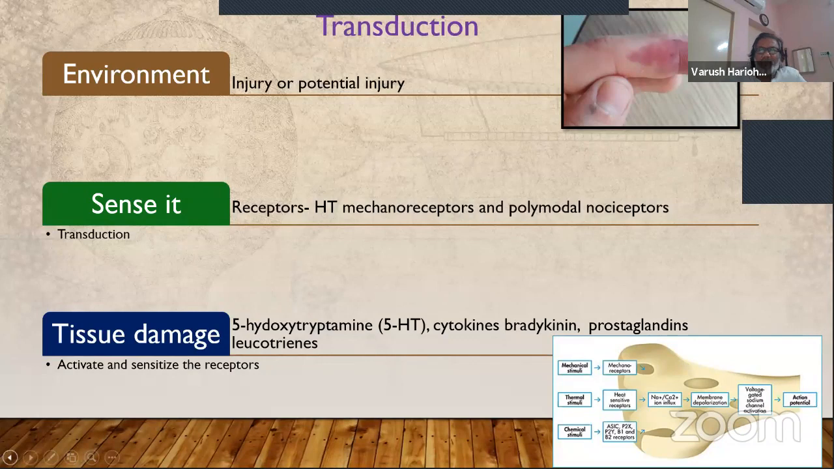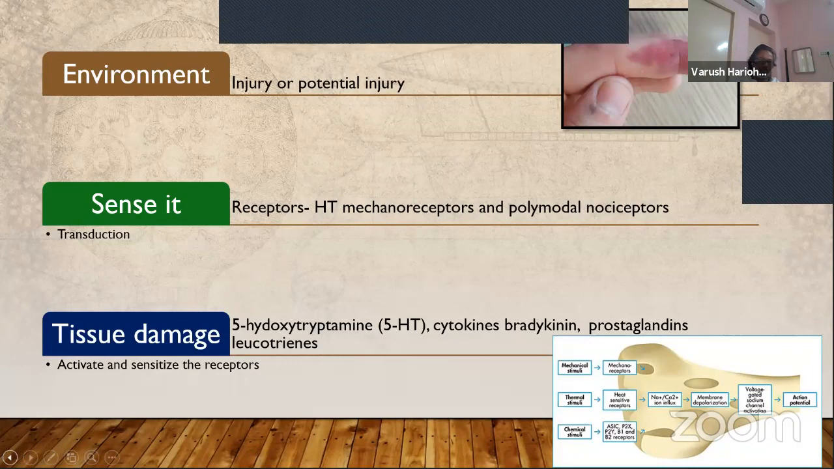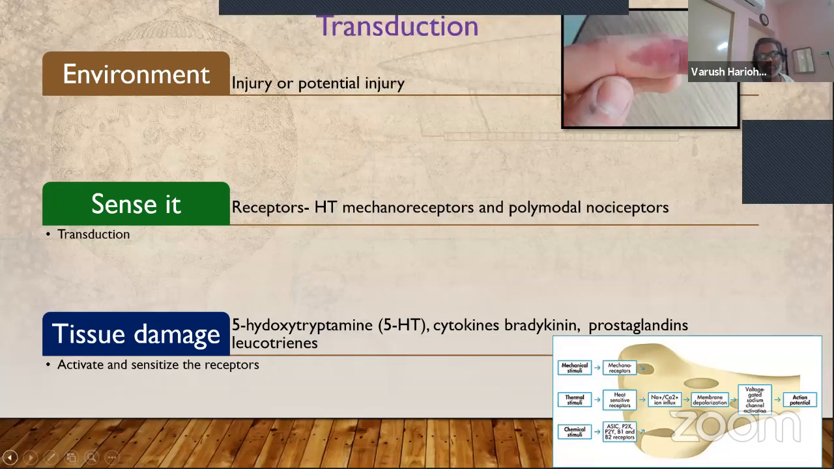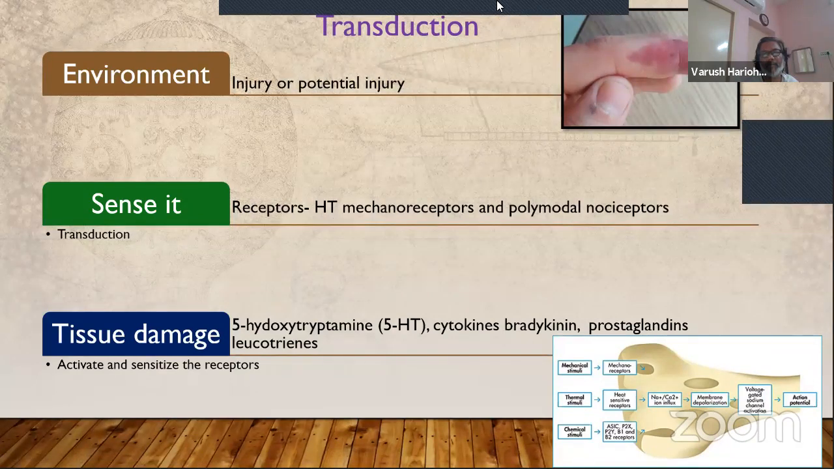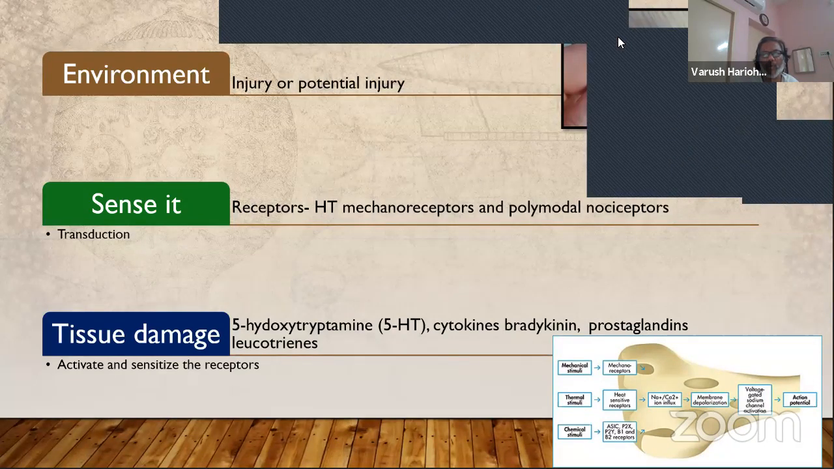And we have to sense that this is an injury. For that, you have a lot of receptors. HT means high threshold, right? Not for all thresholds it will be activated. Why? Because you can't activate all your nociceptors every time you touch something. So they have to be of a higher threshold, right? And they should also have what we call polymodal.